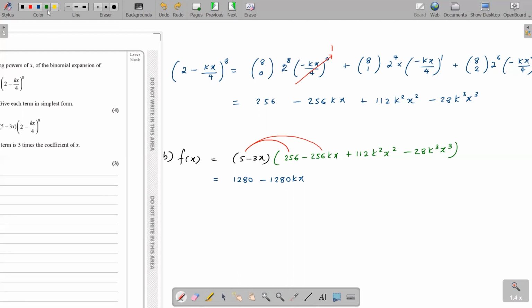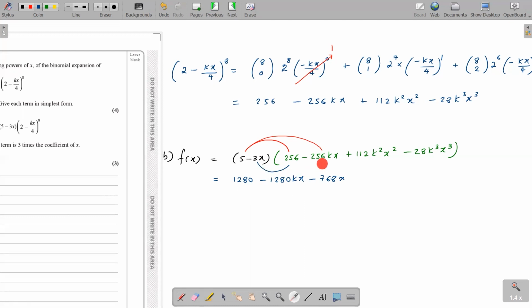Now let's move with 3x. So 3x times 256, what does it give us? Minus 3x actually. Minus 3 times 256. How much is it? Minus 768. What is it? X. Don't forget the x here. Minus 768x. Do I need to continue doing this?